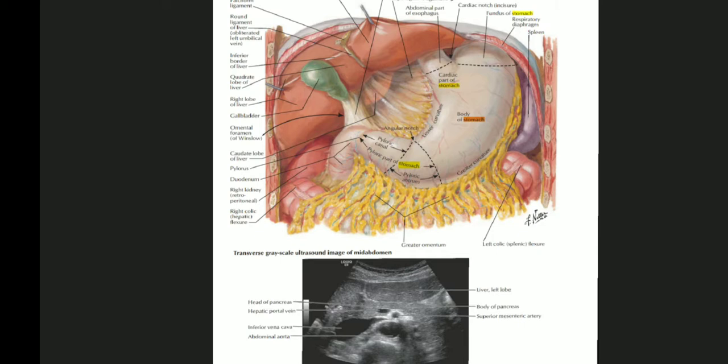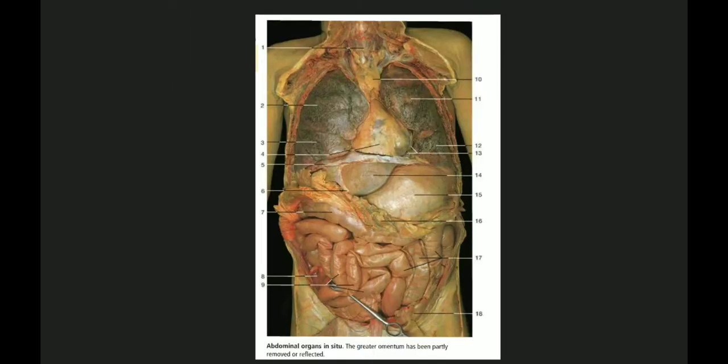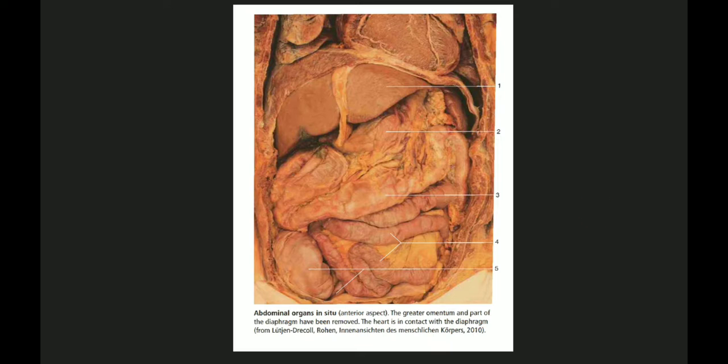Now, presenting parts. In this picture, you can see the orifices. This is a cadaver dissection picture. Abdominal organs in situ. The greater omentum has been partly removed or reflected. So this is the stomach.